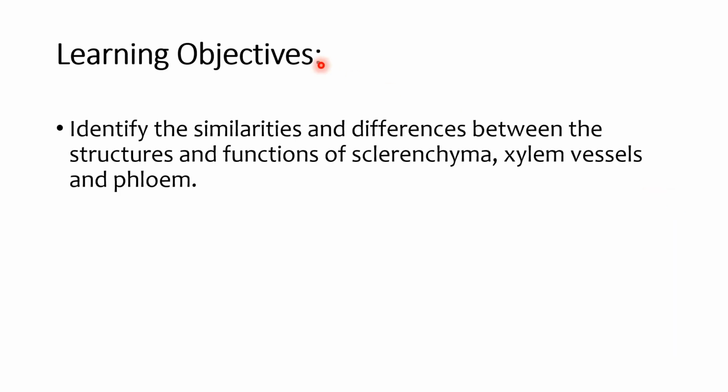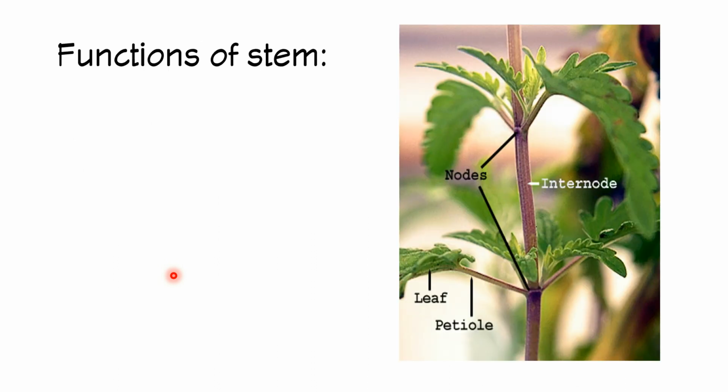So the learning objectives of this period will be, in this period we'll identify the similarities and differences between the structures and functions of sclerenchyma, vessel cells, and xylem vessels and phloem.